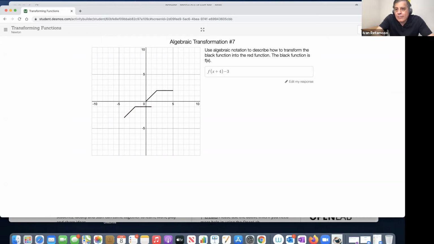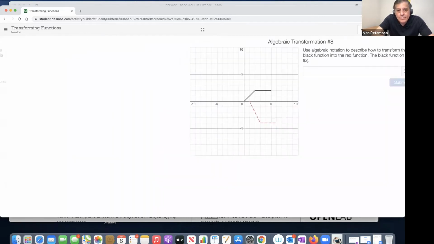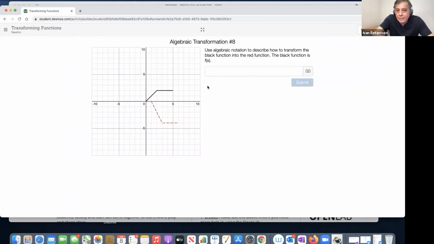Let's move on. Let's do one more. You see, this is very tricky, guys. I'm gonna give you some time, okay? Try to figure this out. It says use algebraic notation to describe how to transform the black function, this one, into the red function, right?